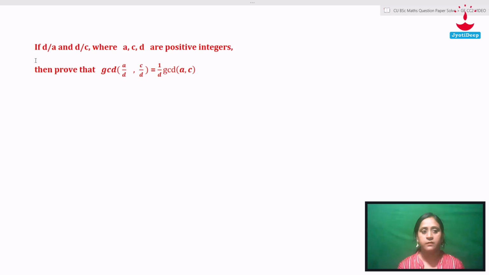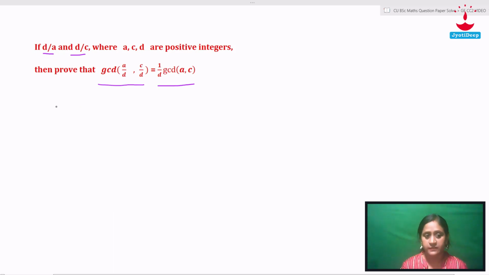Question number 11b. If D divides A and D divides C, where A, C, D are positive integers, then prove that GCD of A by D, C by D equal to 1 upon D into GCD of A, C. Okay? So, how to solve this?